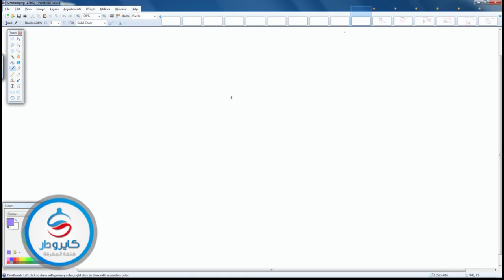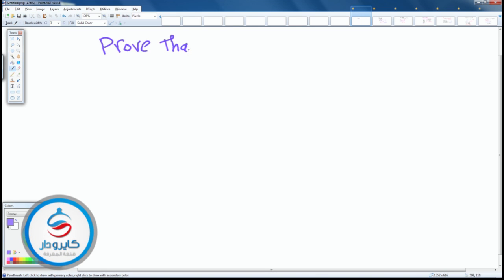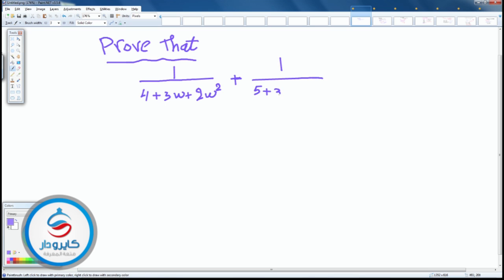Let's move to try another example, and this is a very important one. Prove that 1 over 4 plus 3 omega plus 2 omega square, plus 1 over 5 plus 3 omega plus 4 omega square, equals 1. Let's solve it together.